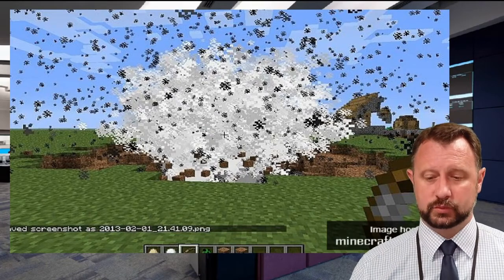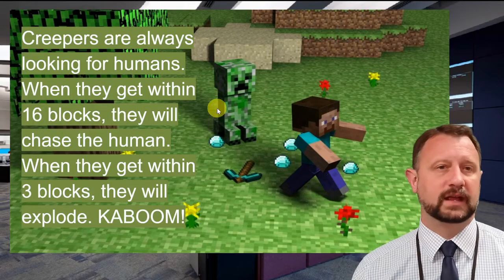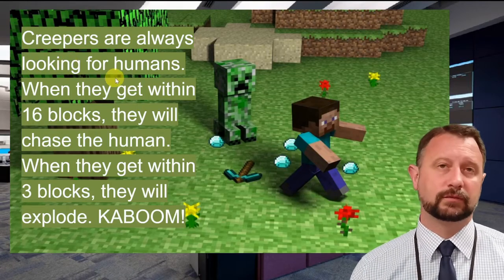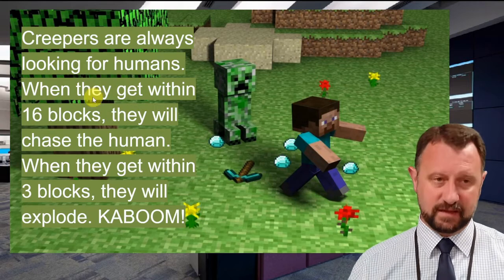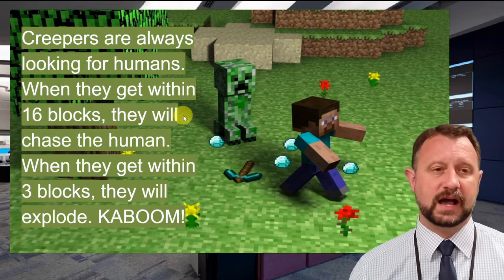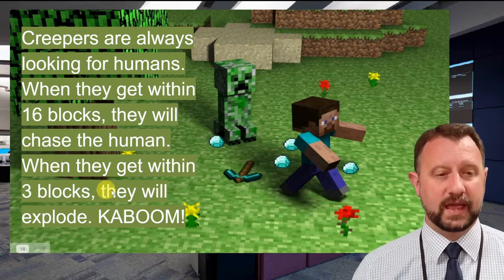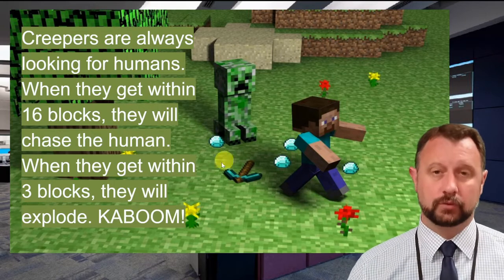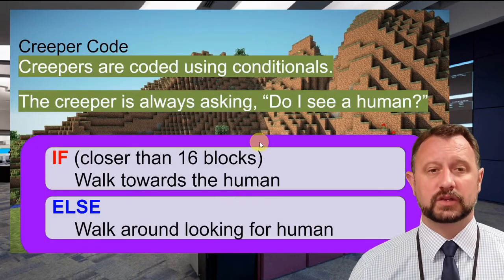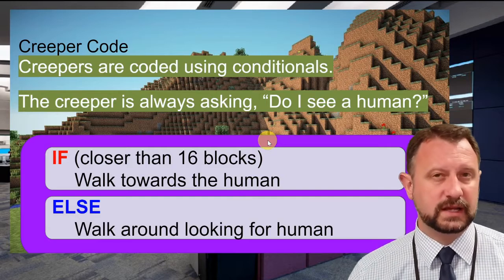Now, as we are playing the Minecraft game, creepers are always looking for these humans. And if they get within 16 blocks, then they're going to chase that human. And when they get within 3 blocks, they will explode, kabloom. So creepers are using this idea of a conditional.